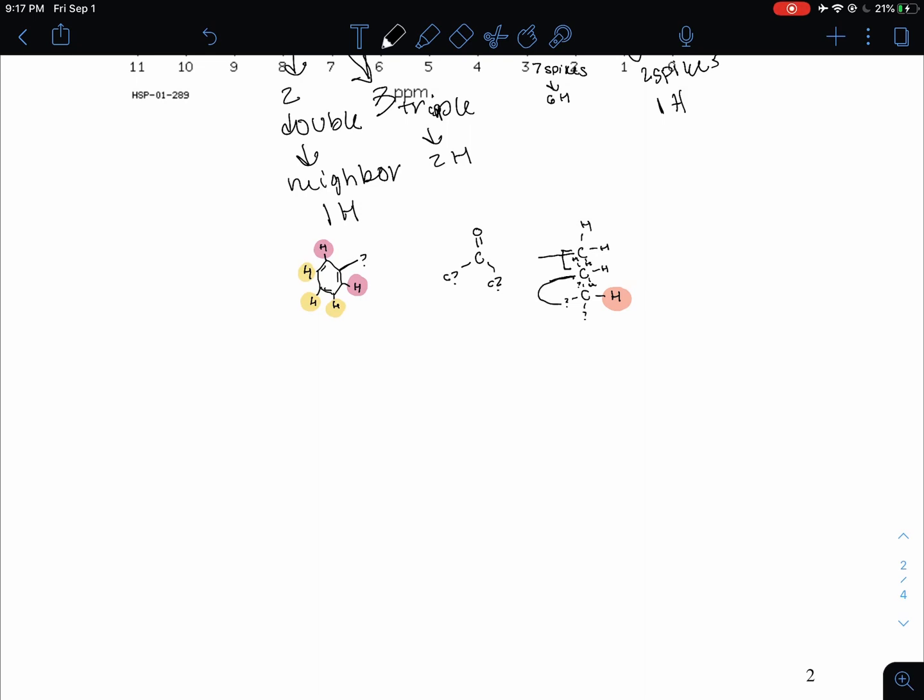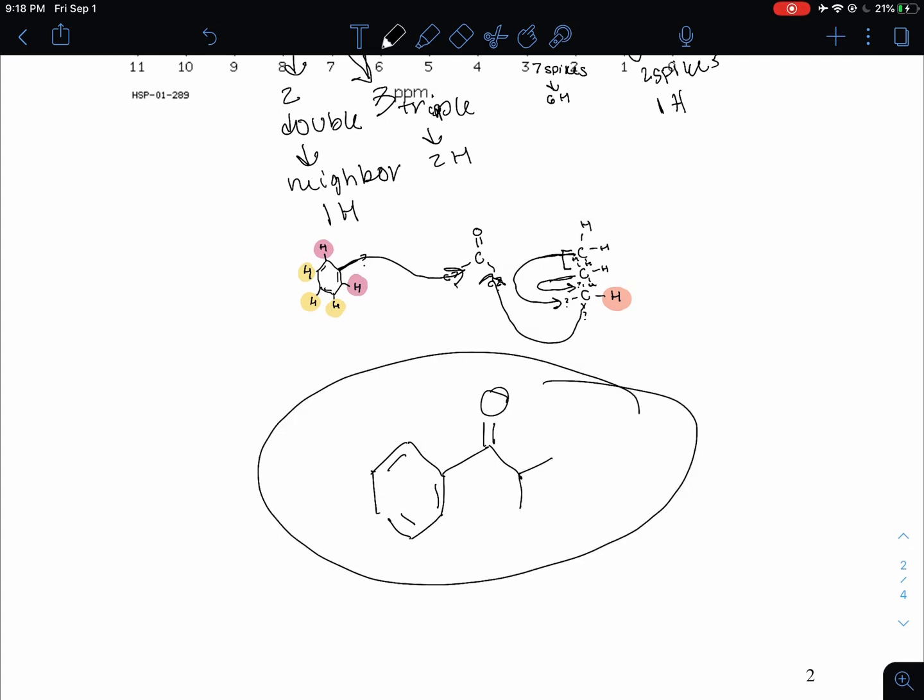So let me do this a little easier. These are going to go to the C because they're going to be identical. This can bond to the ketone, and the ketone can also bond to here. So then we have our final product that looks like that.